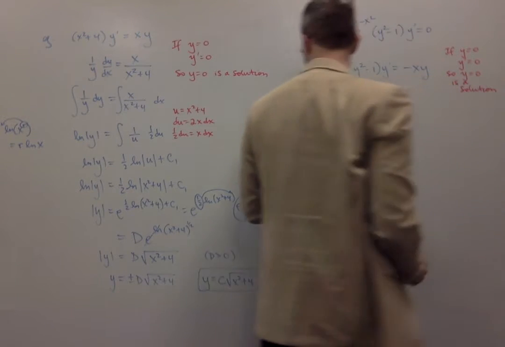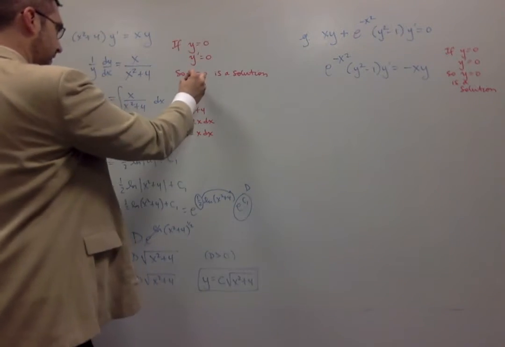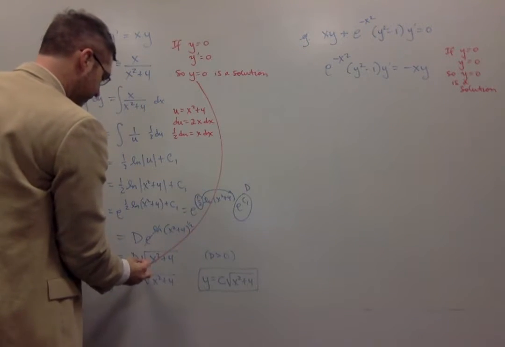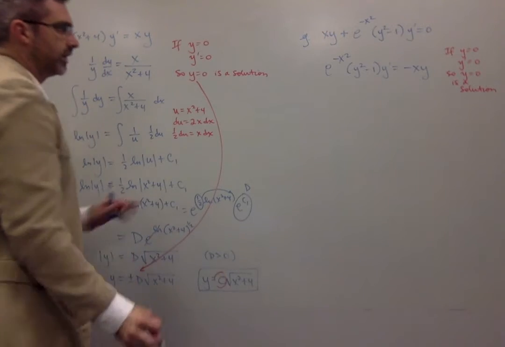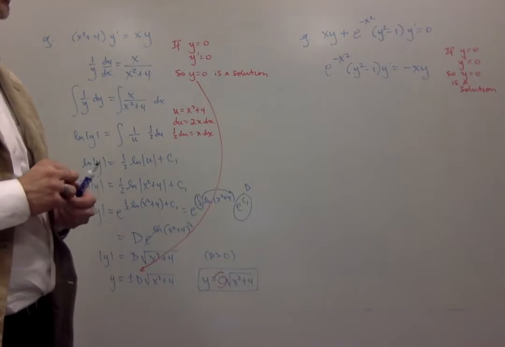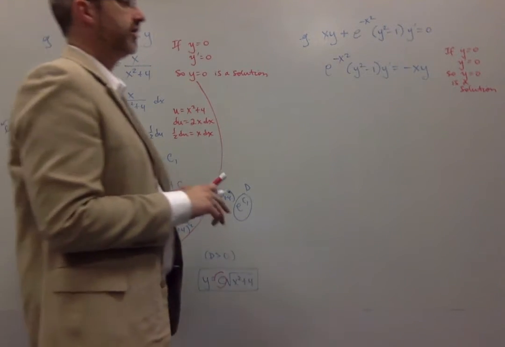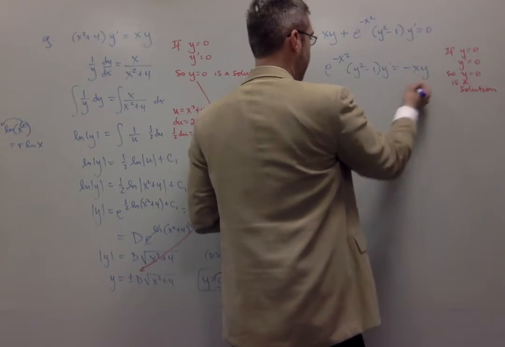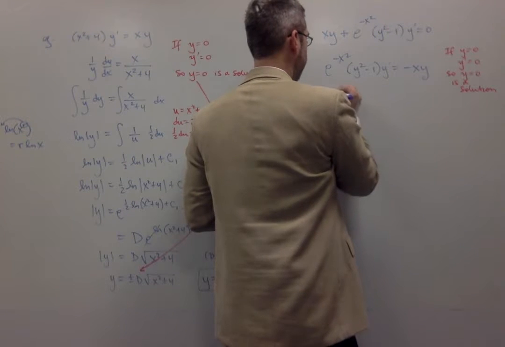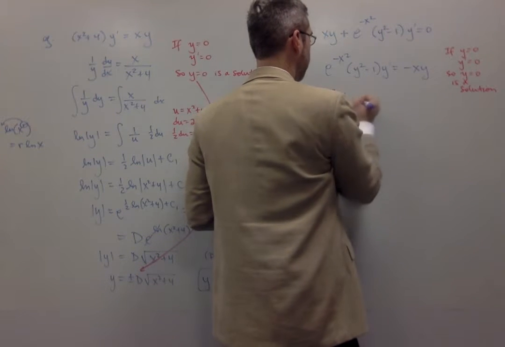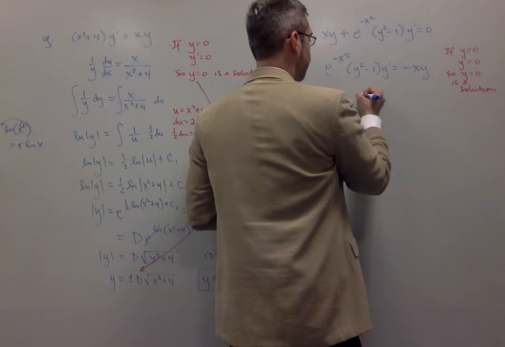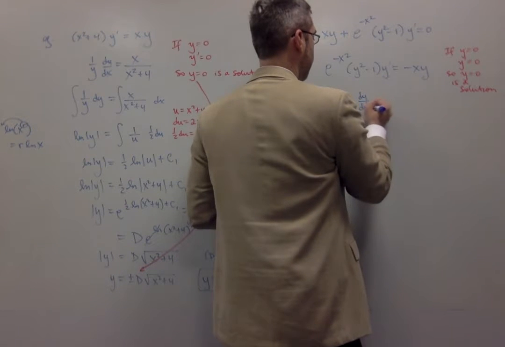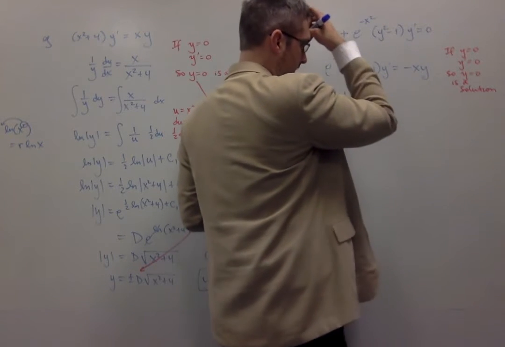And just like we did over here, we're going to incorporate that eventually into the constant. But this at least lets us divide by y. So we're going to put the y on the other side. So we've got (y squared minus 1) over y. Let's turn that y prime into dy over dx, because we're eventually going to separate.